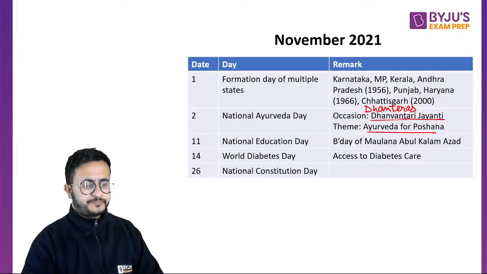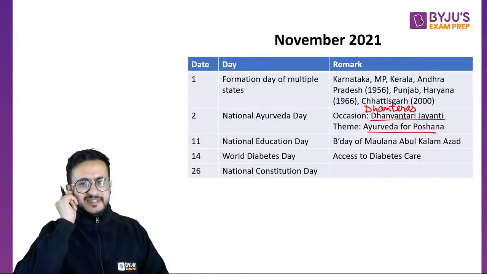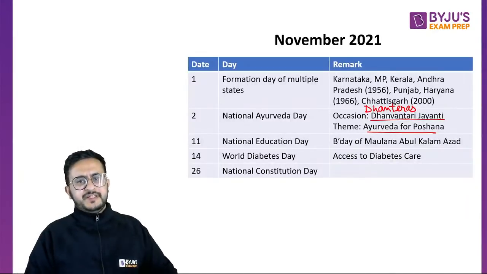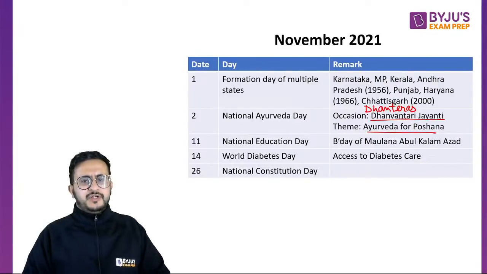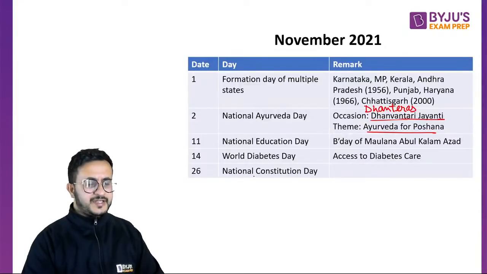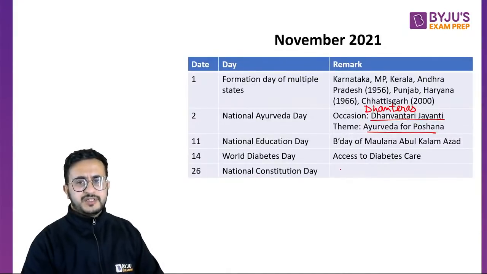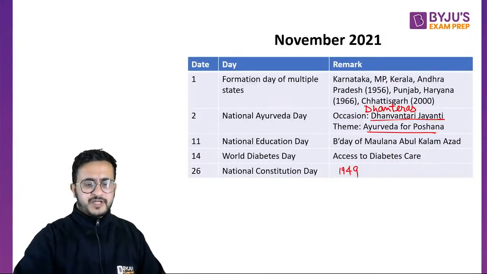Poshan means nutrition. The National Education Day is observed on the birthday of Maulana Abul Kalam Azad. Some of these things might be static as well. They might ask you when National Education Day is celebrated, or the birth of which Indian leader. Those kinds of questions you might expect, right? 26th November is observed as National Constitution Day, because in 1949 the Constitution was adopted. The Constitution was complete, and it came into effect on 26th of January.